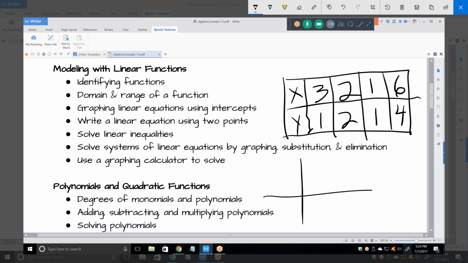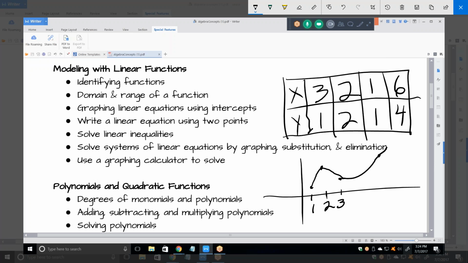If I wanted to graph this, well, there's x of 3, y is 1. There's an x of 2, y is 2. There's an x of 1, and y is 1. And then there's an x of 6, and y is 4. Notice that even if I were to connect those dots, which you don't always necessarily have to do, but if you do, that's a function. That passes the vertical line test.